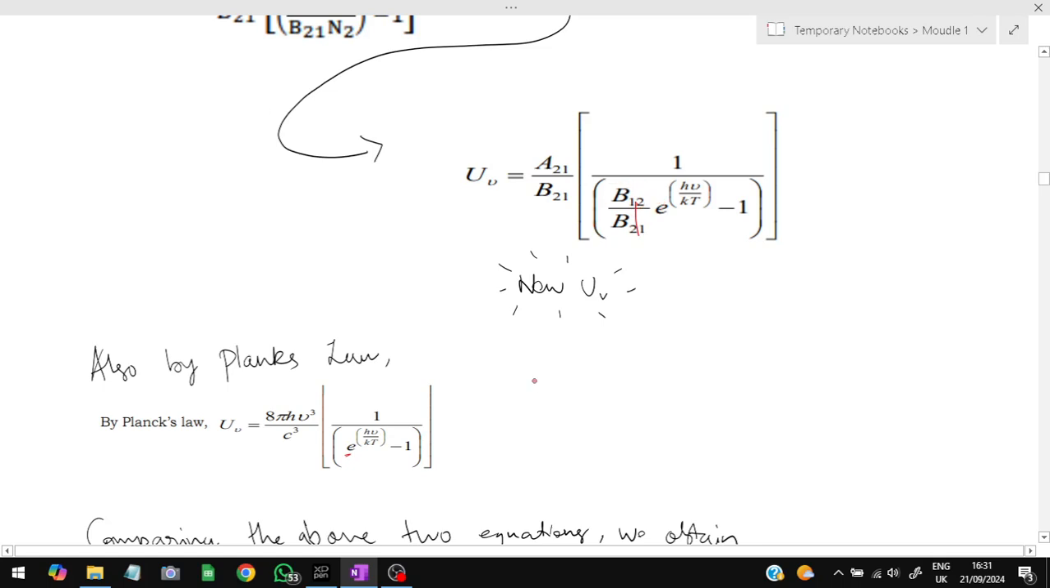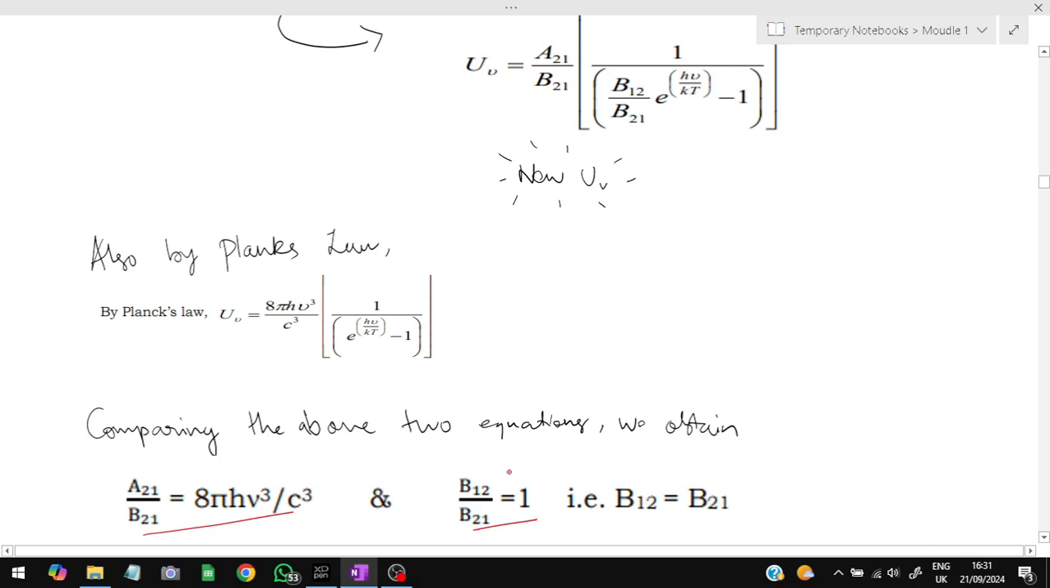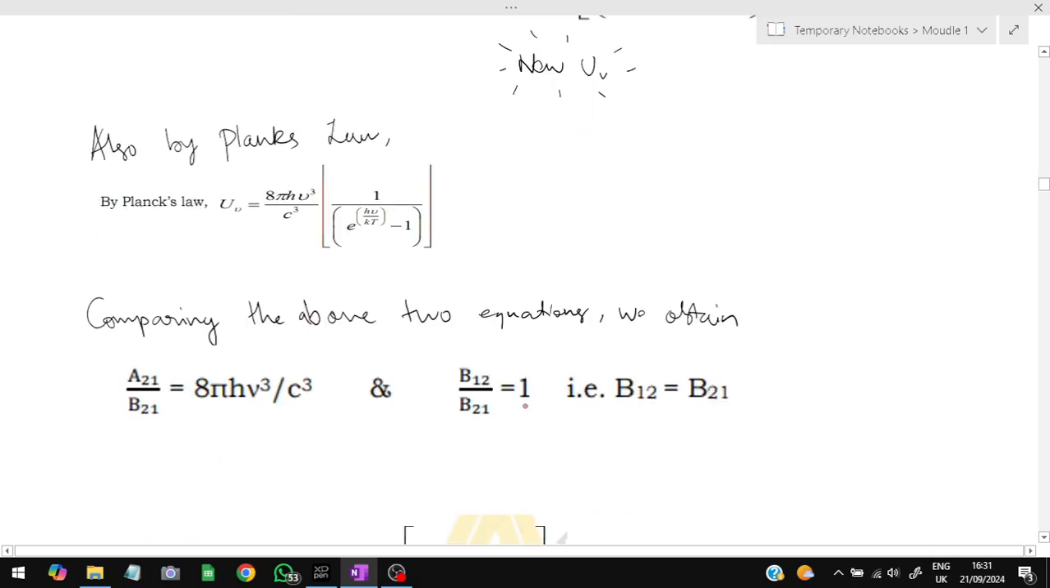So these are the two observations we have got. This is the first observation, and this is the second observation. Since B12 by B21 is equal to 1, that means B12 is equal to B21. Both the coefficients in the emission as well as the absorption are the same, and A will remain like this only. Since B12 and B21 are the same, we will denote it as B, and this one as A.